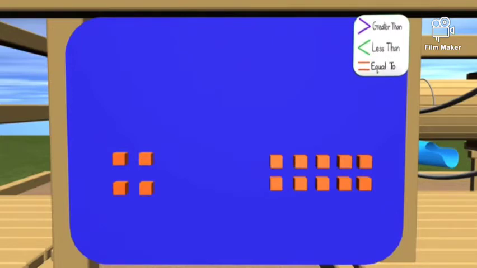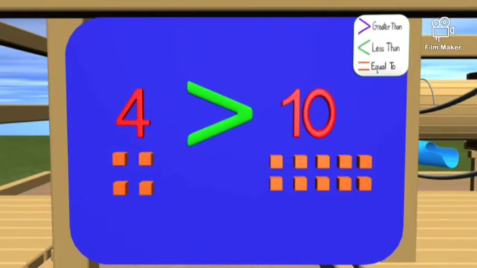Now count the boxes. Left side, four boxes: 1, 2, 3, 4. And right side: 1, 2, 3, 4, 5, 6, 7, 8, 9, 10. Left side, four boxes are there, and right side, 10 boxes are there. So, which sign is going to come in between? Greater than, less than, or equal to?